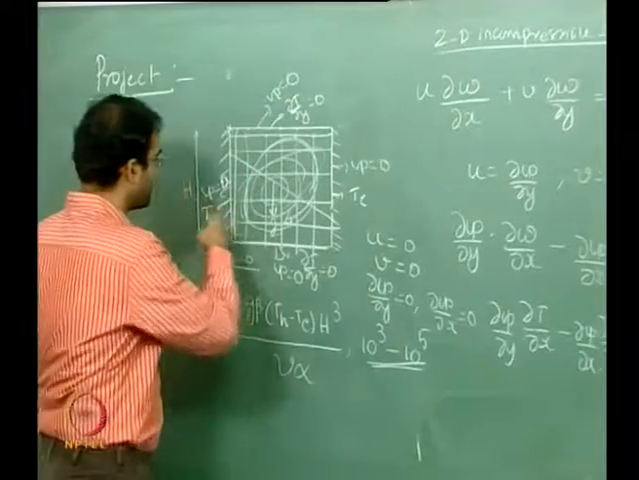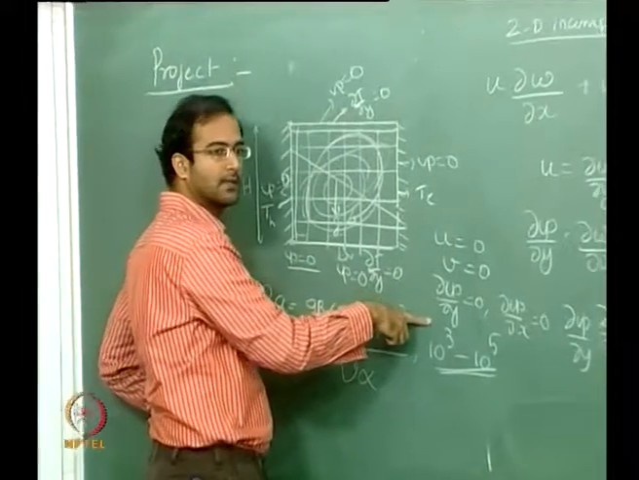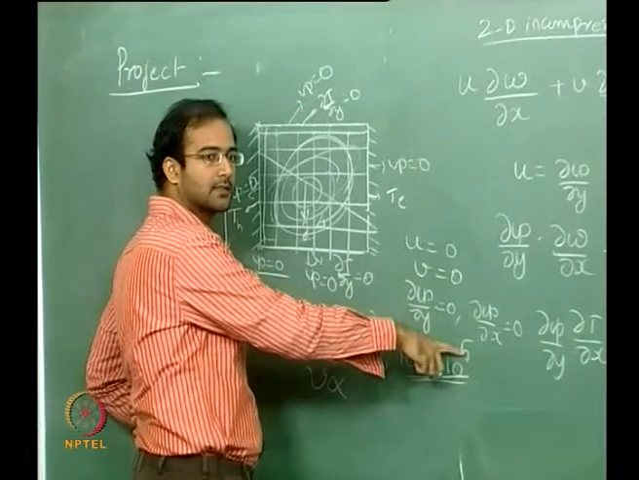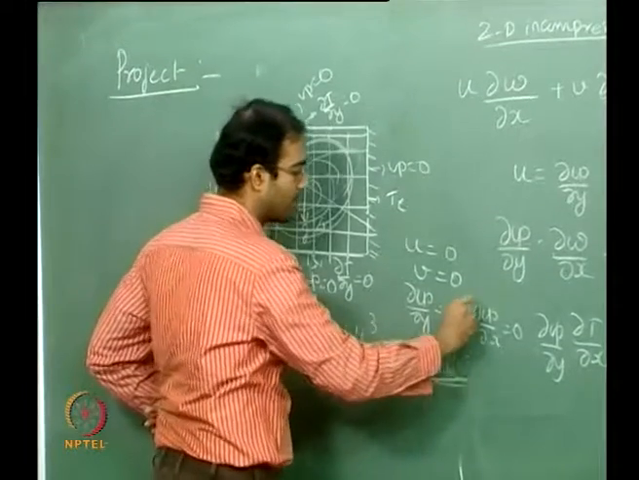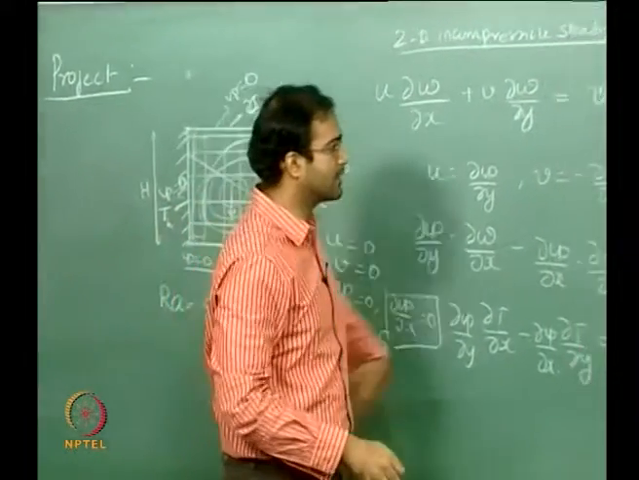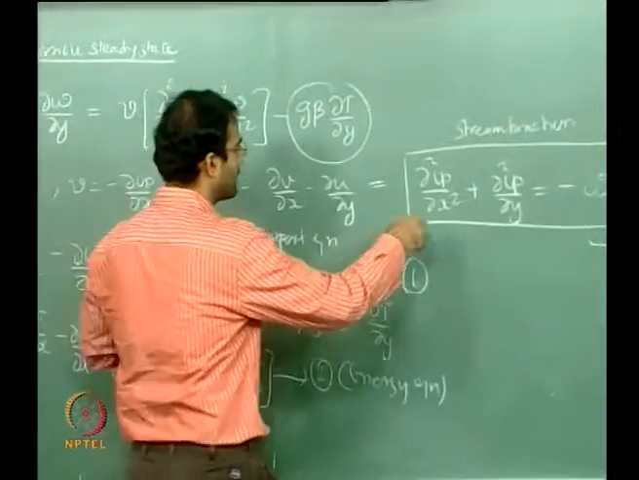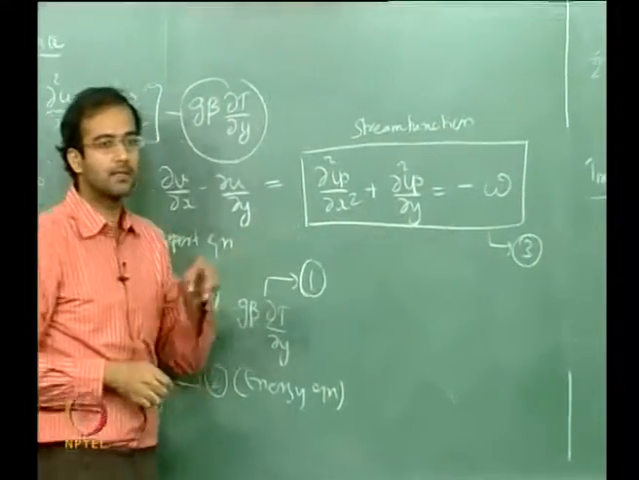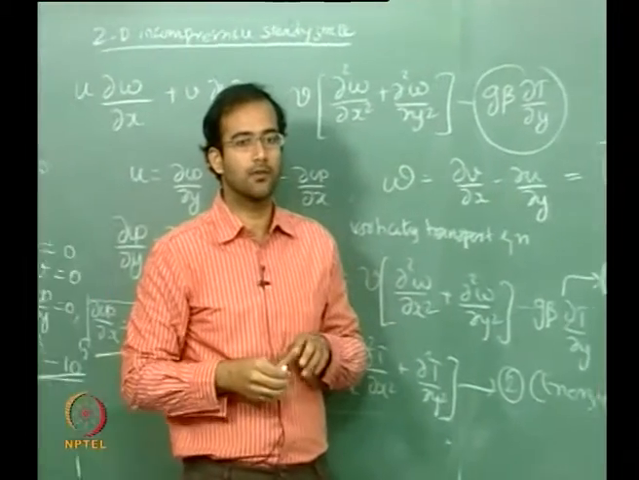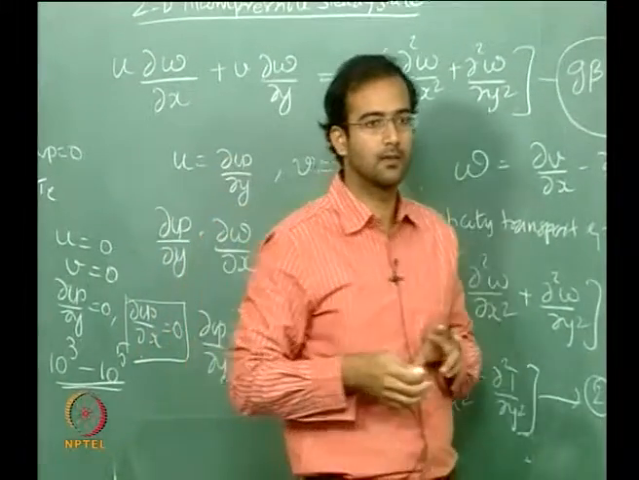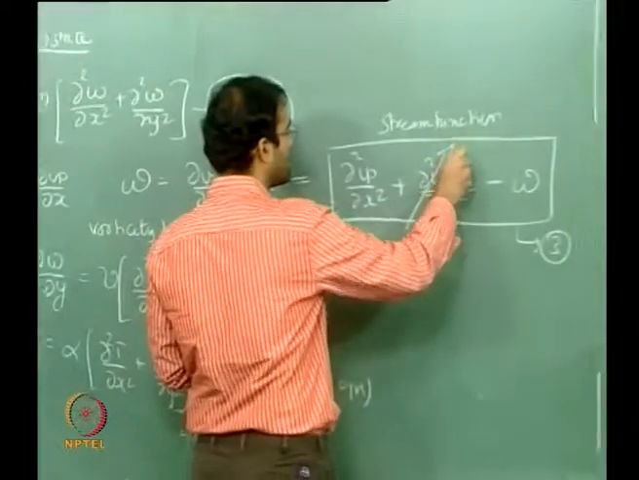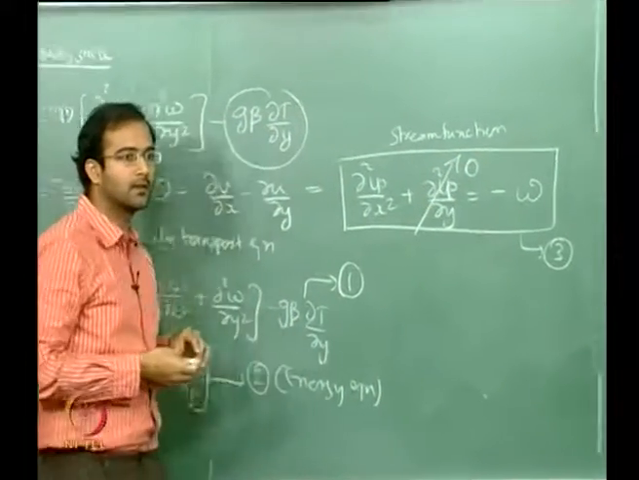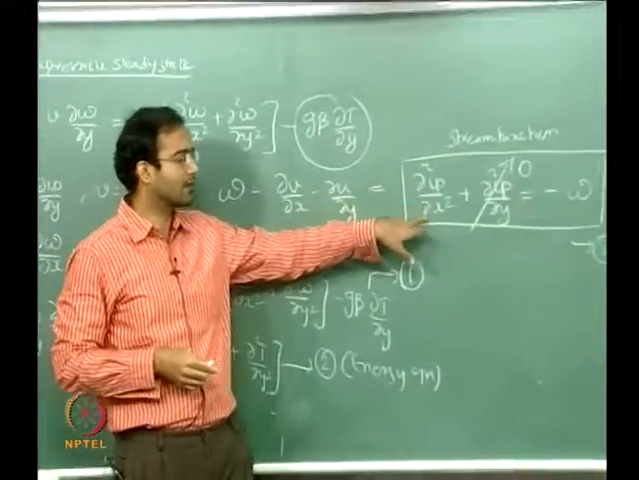For example, for the left wall you have used d psi by dy as 0, but you have not used d psi by dx equal to 0. So this can be used in the vorticity condition. You have the expression for vorticity here. For the left boundary, your d psi by dy is equal to 0, therefore your d square psi by dy square is 0. So this will be 0 for the left boundary. Therefore your vorticity is d square psi by dx square.